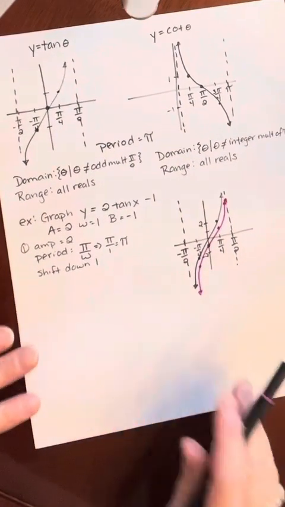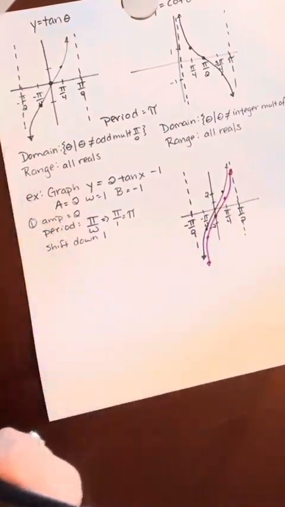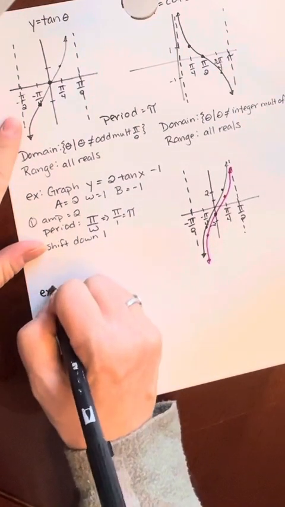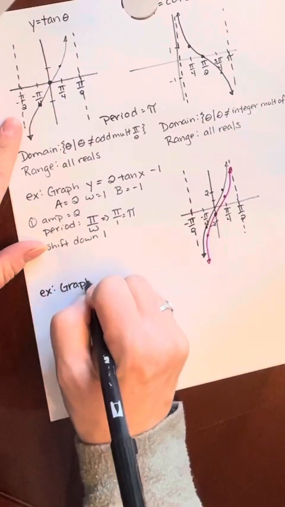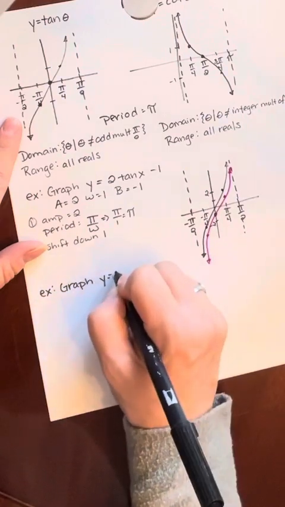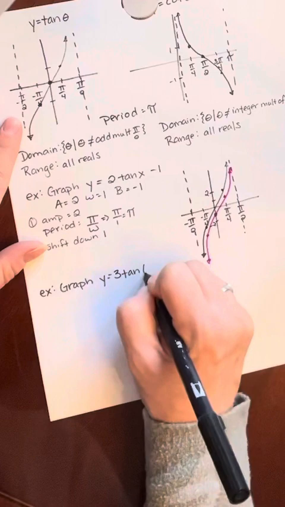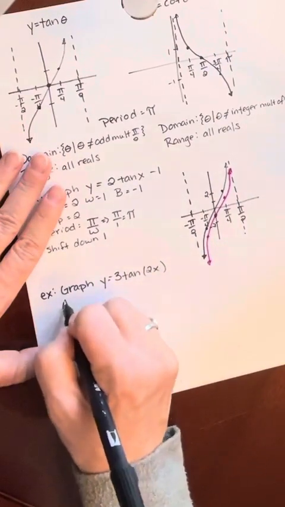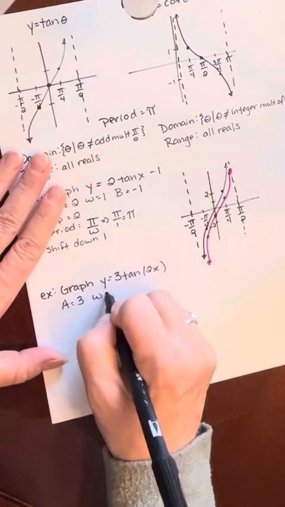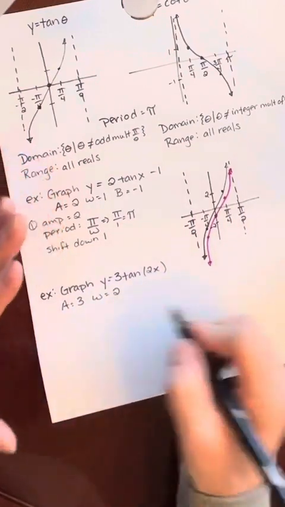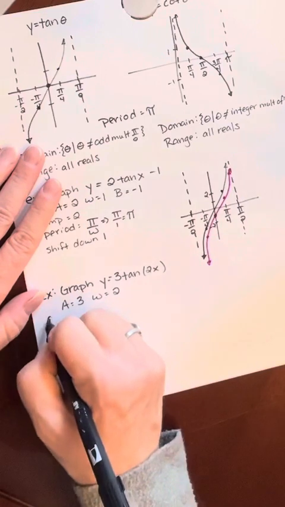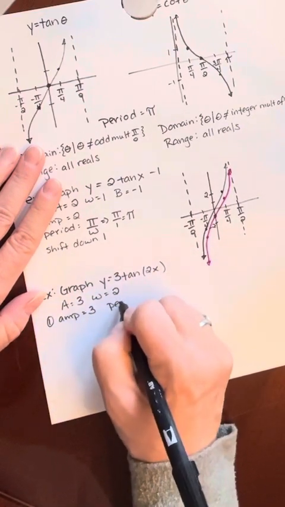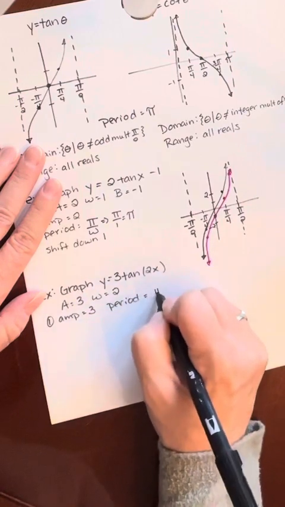And then one last graph for you guys. We're going to do a different period. So we're going to graph y equals 3 tangent 2x. So this has an a of 3 and an omega of 2 and no b, no shift. So number 1, your amplitude is 3. Your period is pi over 2.